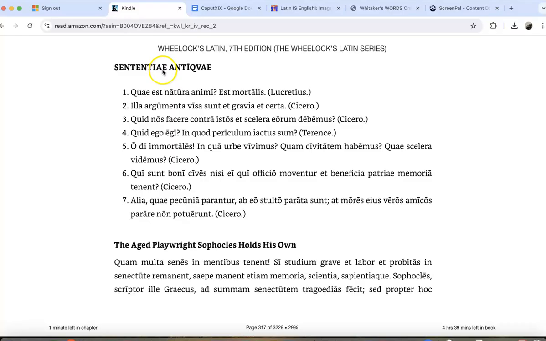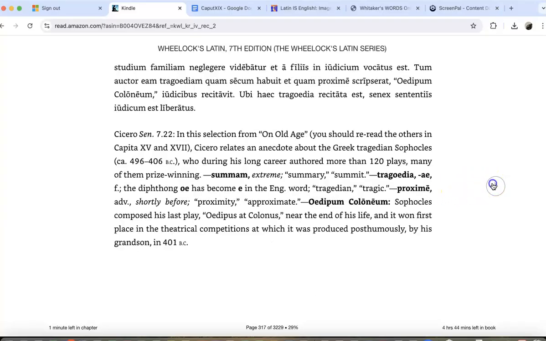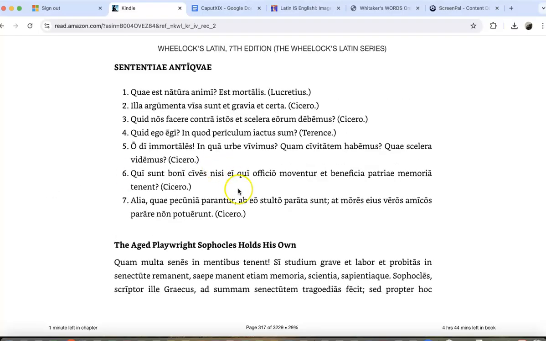And as a rule, we will focus in these lessons on the sententiae antiquae and the longer passage, also paying attention to how to interpret or read it, since on your exams you will have to write a short essay response about your interpretation of the meaning of these famous sentences. All right, let's go ahead and get started.